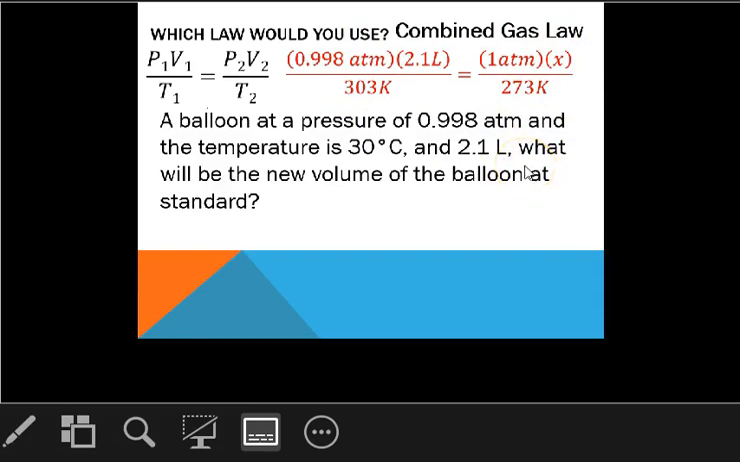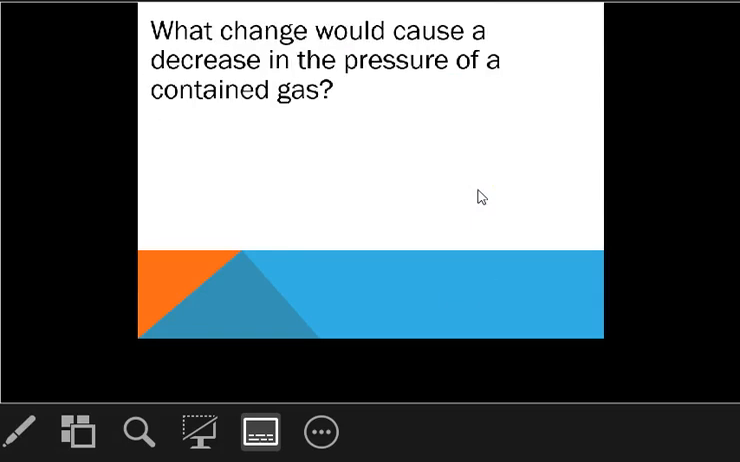Take the path that you have all your numbers on. That's the 0.998 times 2.1 times 273. Remember, it's a cross multiply. And then hit divide, open parentheses, 303 times 1, close parentheses. Your new answer is 1.89 liters. That will be the new volume if you change your conditions to standard conditions.